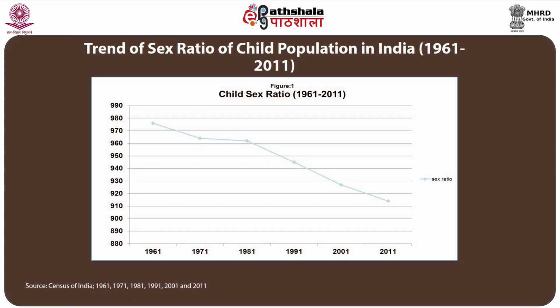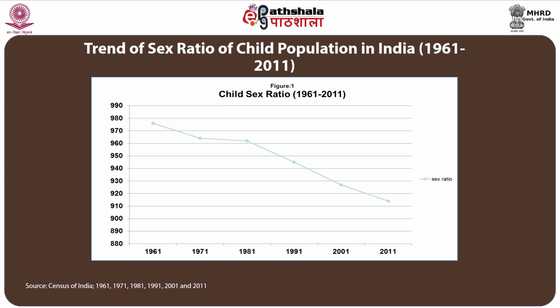Let us look more at the context of child sex ratio in India first, and then more closely look at its major determinants and its major impact on the country. The graph, as I pointed out, shows a drastic decline in child sex ratio taking place in the country over the period 1961 to 2011.